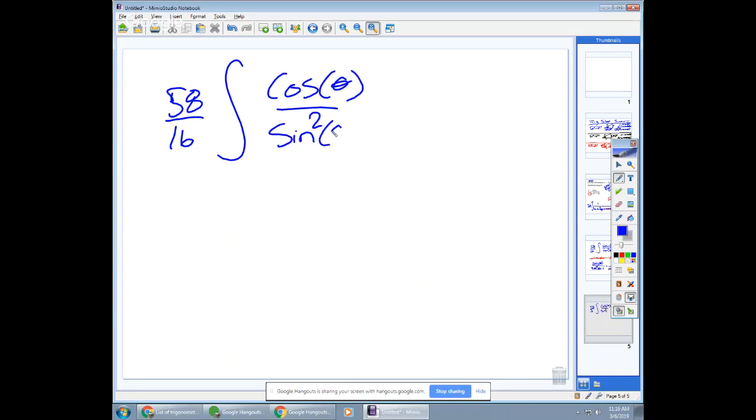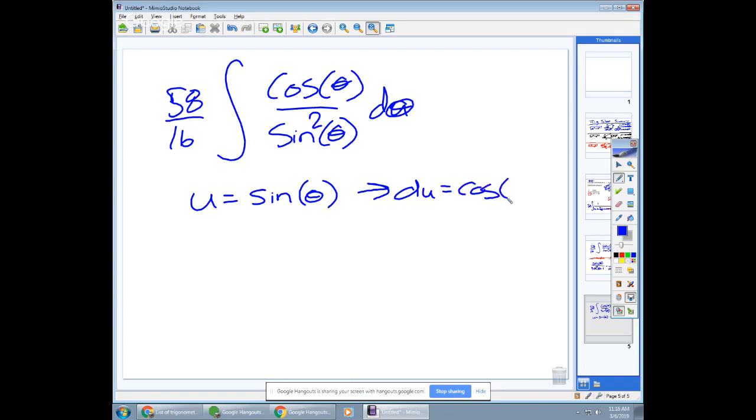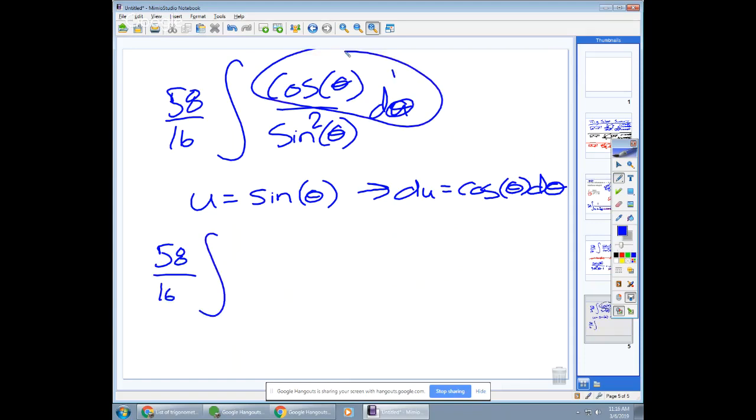the sine squared of theta. And then we can let u equal the sine of theta, because then du will be the cosine of theta d theta. So then this becomes 58 over 16. Here is my whole du, so I get 1 over u squared du. So that'd be u to the negative 2.